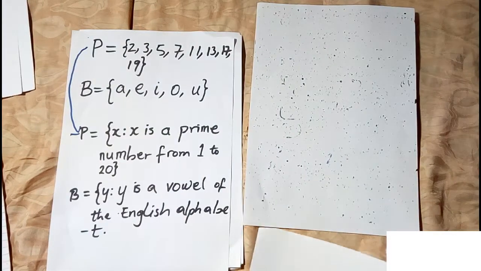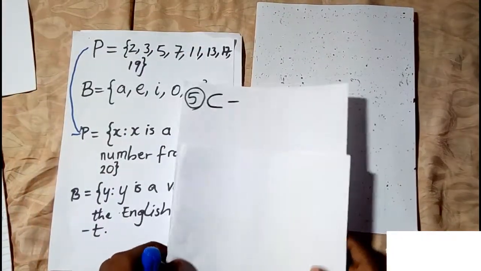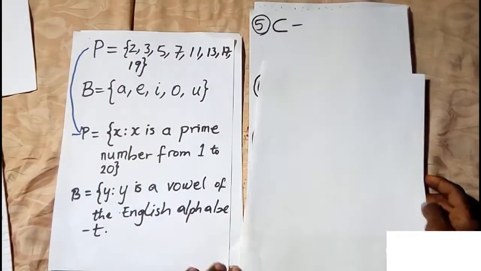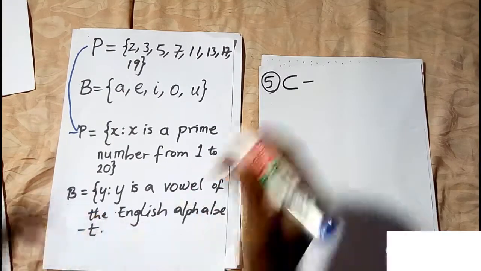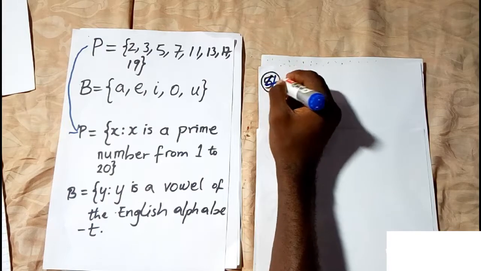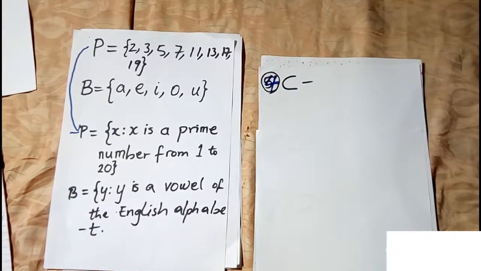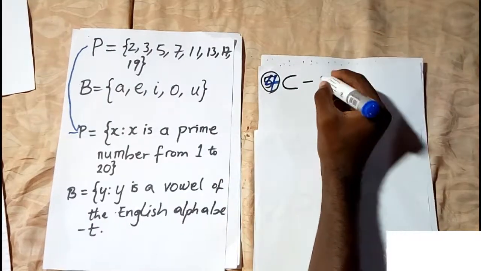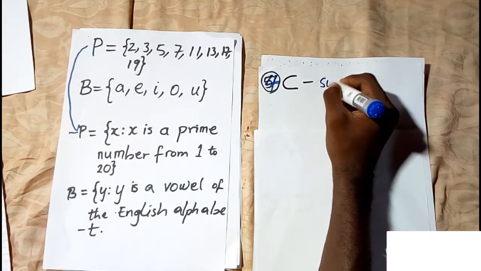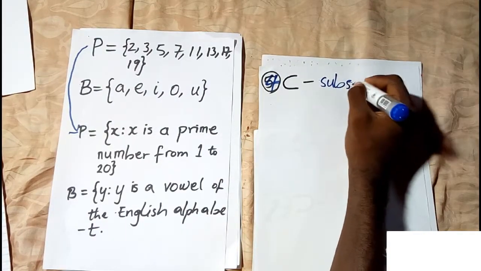So the next that we are going to talk about is the next notation. That is number 4, not number 5. Let's make a correction. Number 4. So now this one that looks like C is read as "subset of."